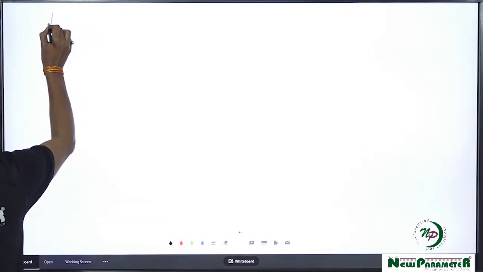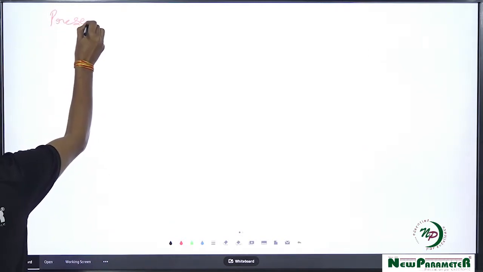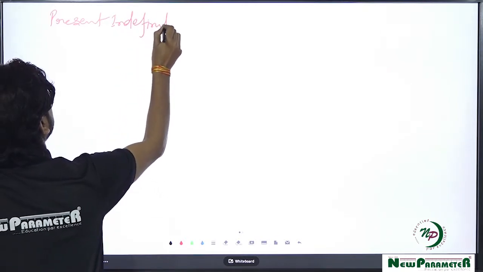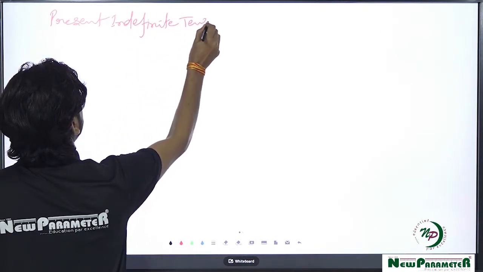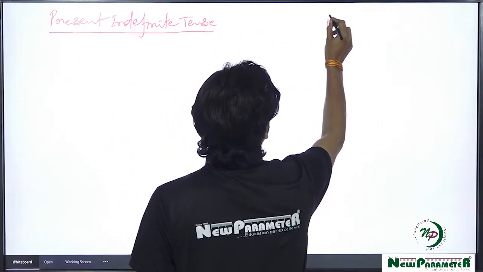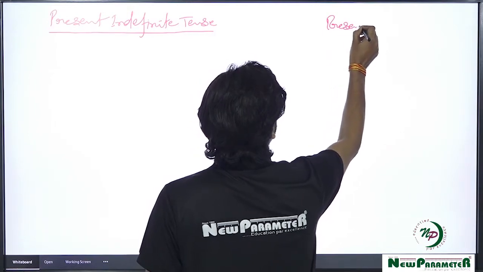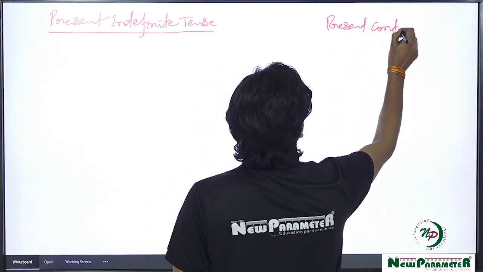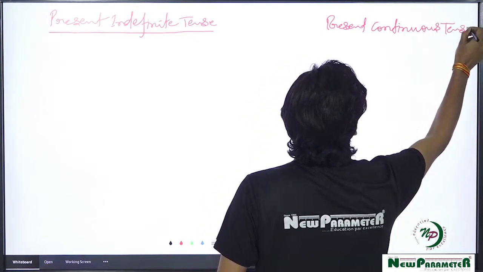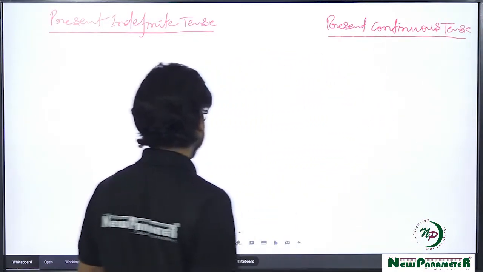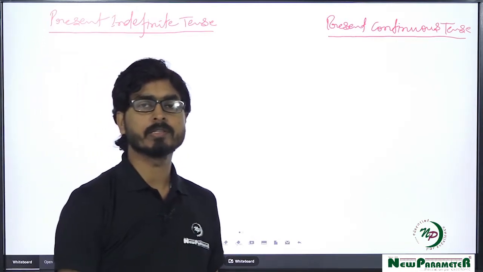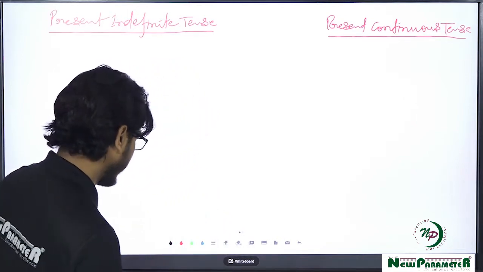First of all, we'll see present indefinite tense. And here present continuous tense. We'll see it simultaneously. Firstly, we'll know the structure of present indefinite tense and present continuous tense.